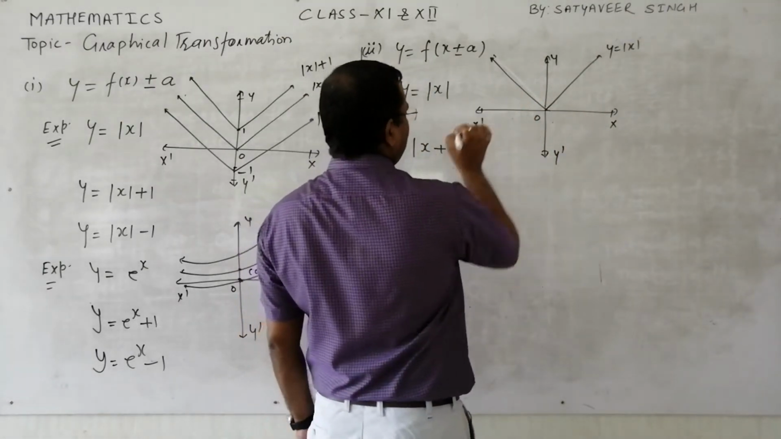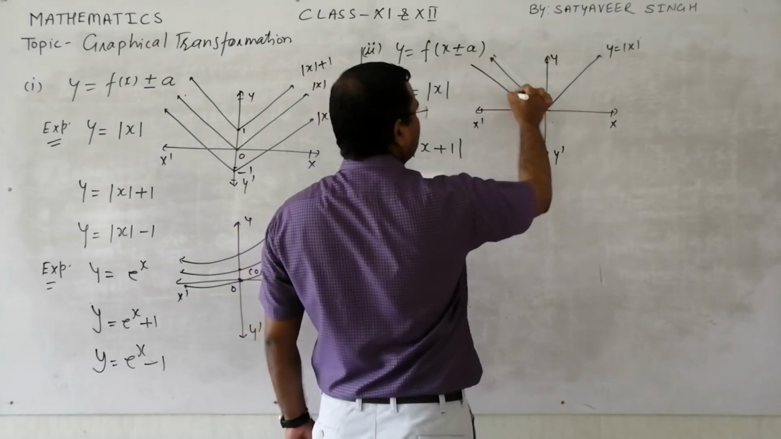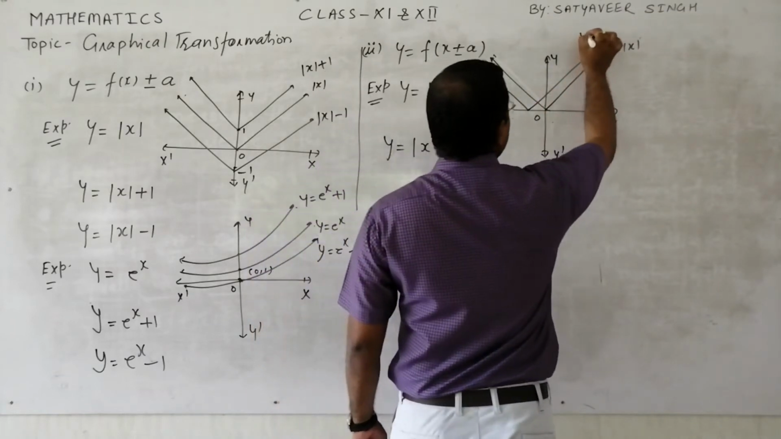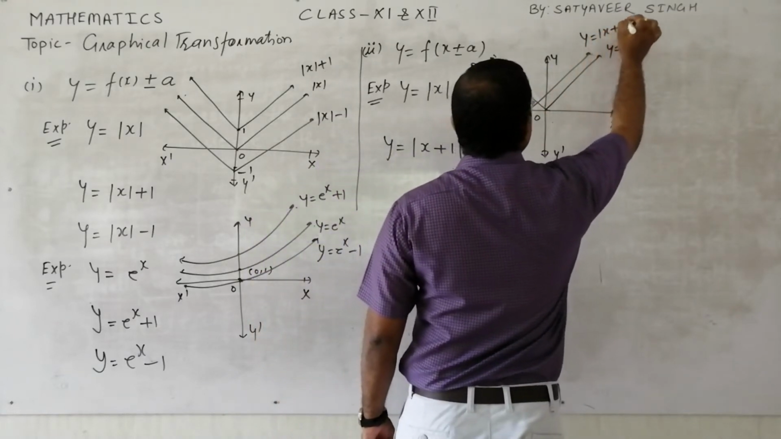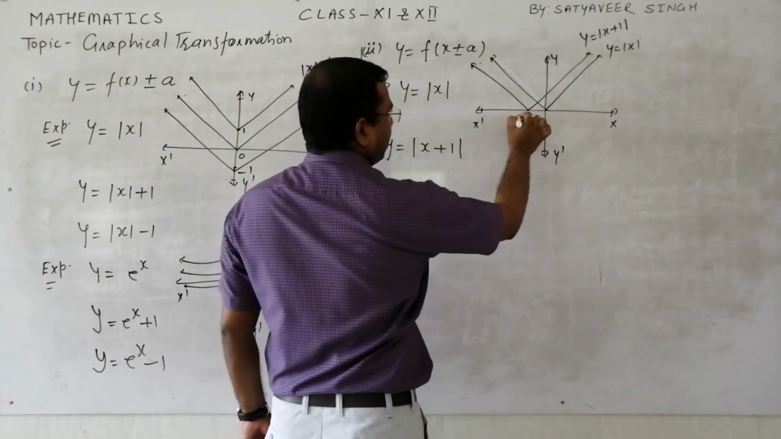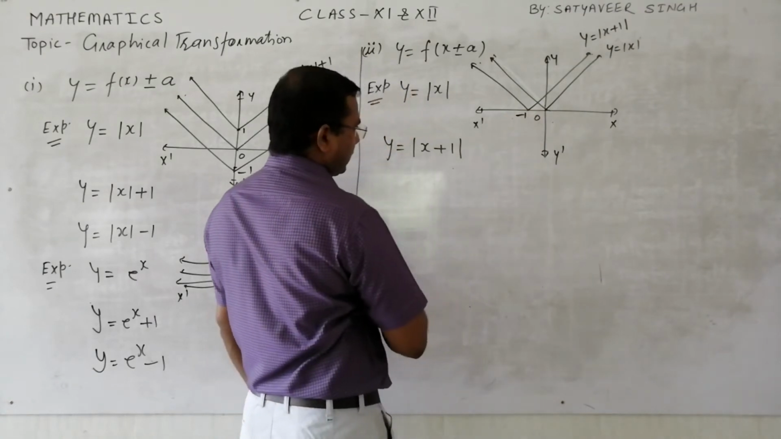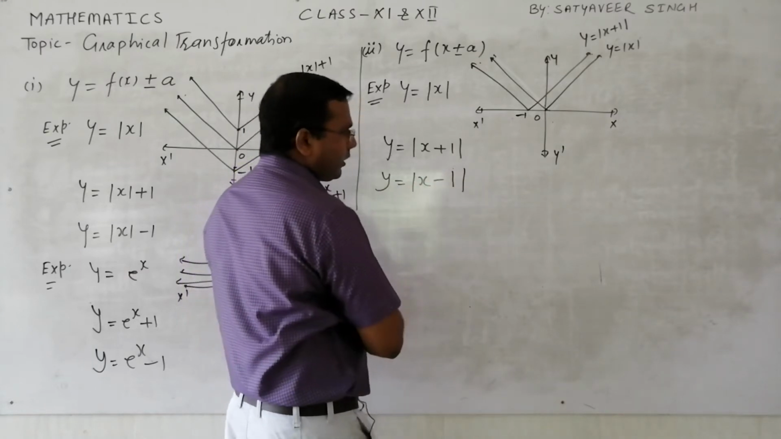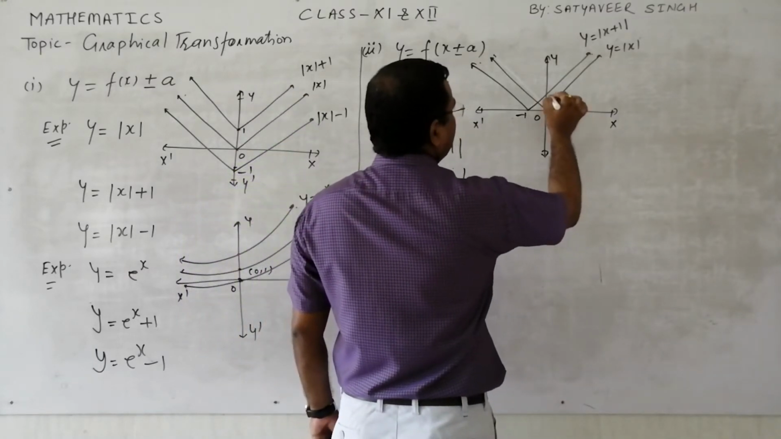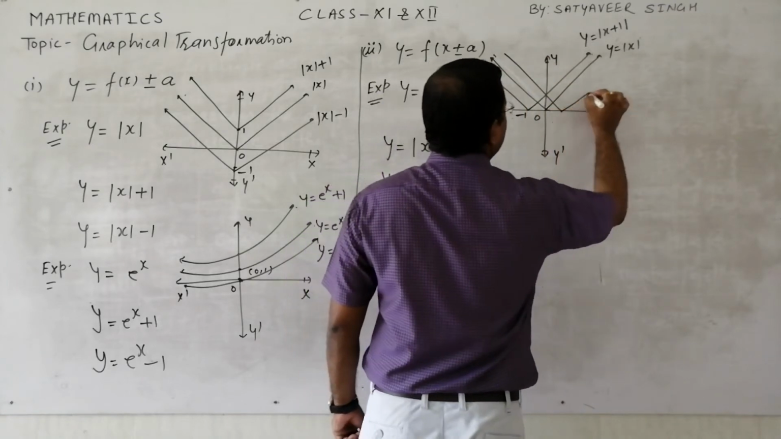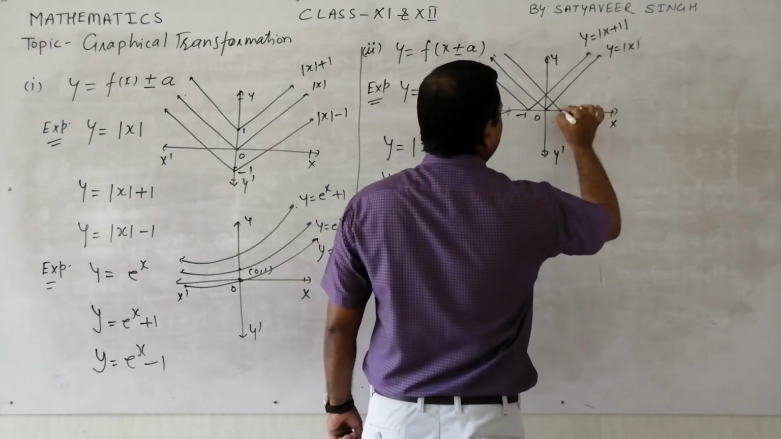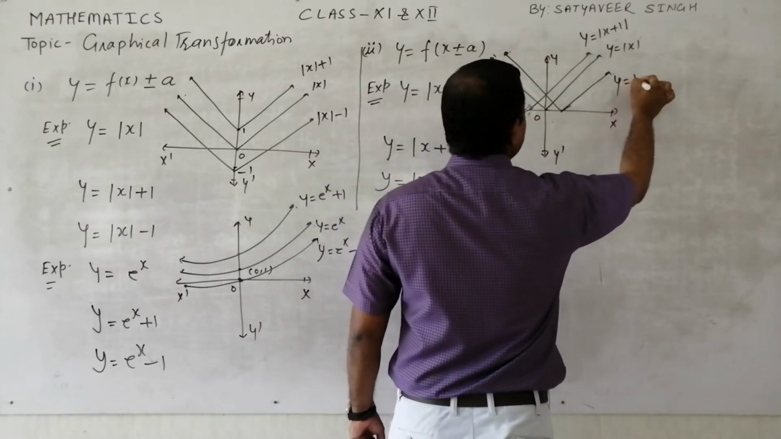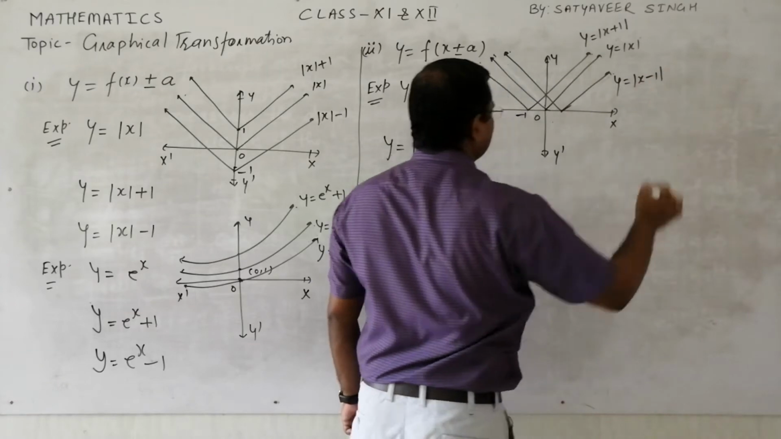So now, because it is x + 1, the vertex will be here, and this is the representation of y = |x + 1|. At the same time, this point is -1 here. But if I take |x - 1|, then what happens? Then this vertex reaches here, because it changes its position. We can say this is y = |x - 1|.